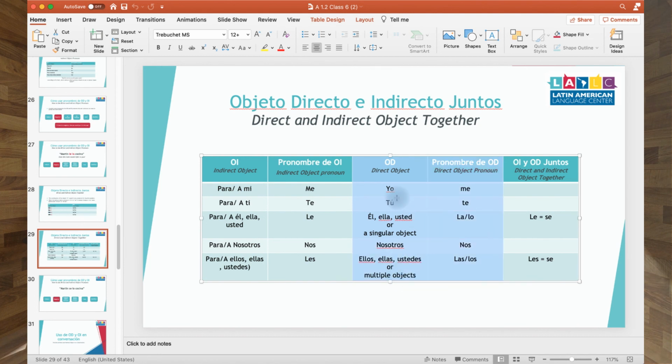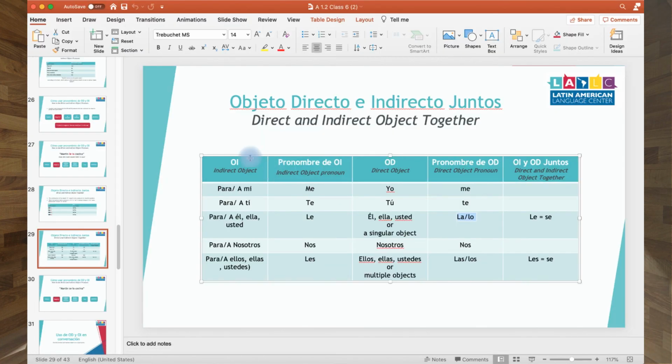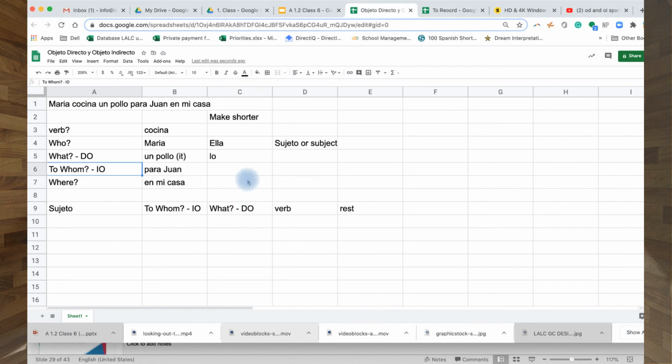Okay, let's go to the direct object column. This is how you read it. It's a thing. So it says here, a singular object, because it's just one, would be la, or lo if masculine. Would be lo. So that's the replacement you have to do here. Lo. Para Juan, to whom? Para Juan, for him, right? So let's look in the column of indirect object. Para Juan, a él, will be le. Muy bien. So a él will be le.